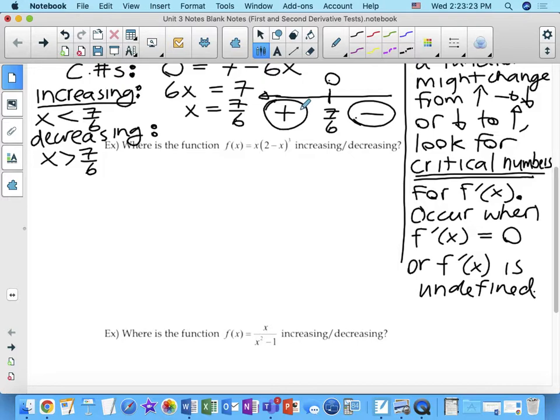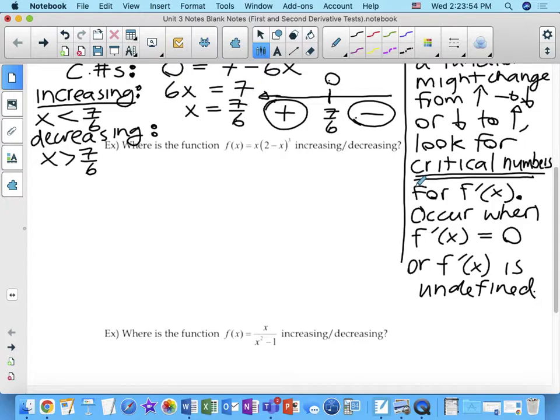Okay, any questions so far? So far, so good? All right, so where is this function, f of x equals x times 2 minus x all cubed, increasing or decreasing? Okay, so again, first step here is we've got to look at the derivative of this function and then set that equal to 0 so that we can see the critical numbers, the critical values. Okay, so that's where we're going to start.